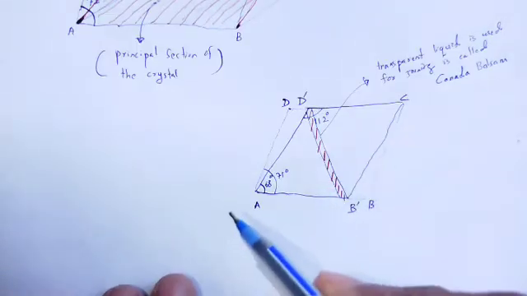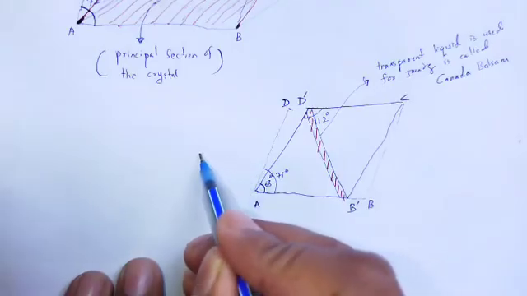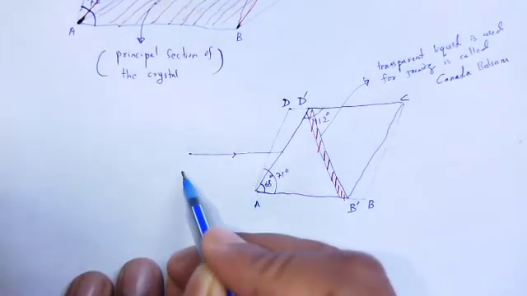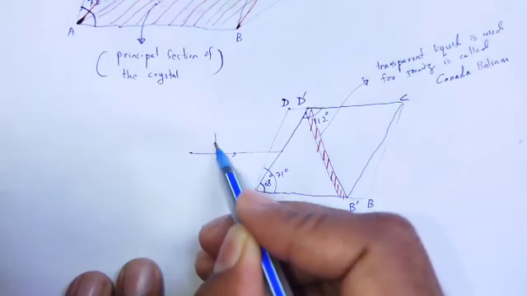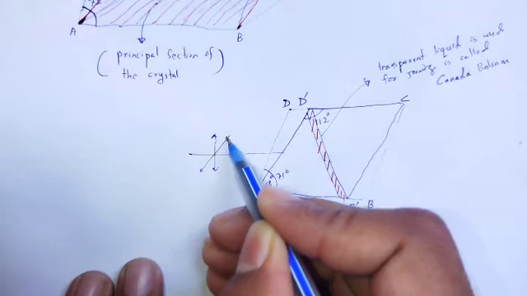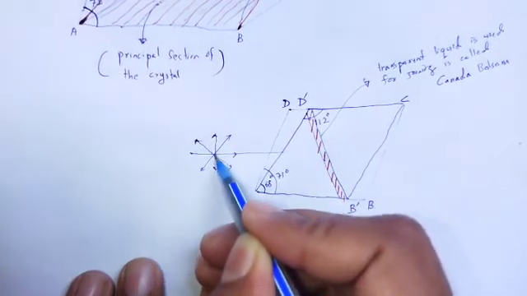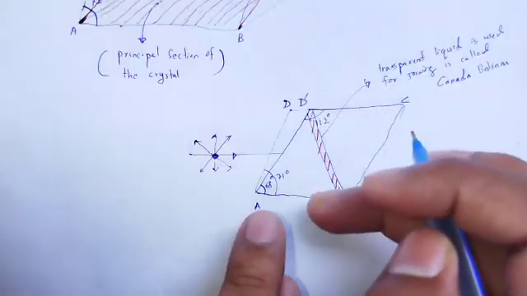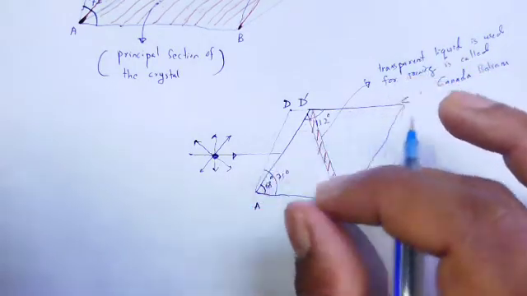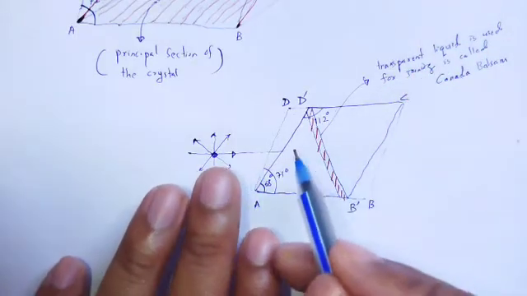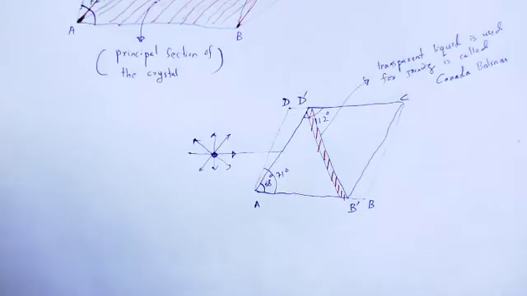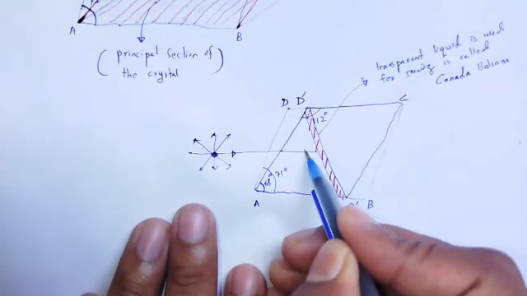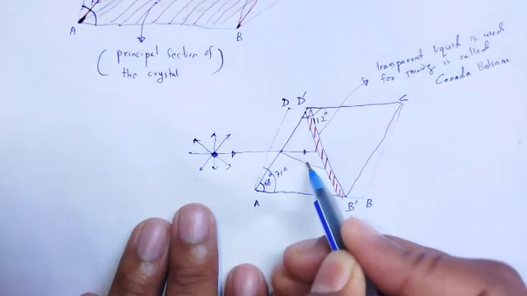Let's come to our objection. When an unpolarized electromagnetic wave is incident on the calcite crystal, or we now call it the Nicol Prism, then it is split up into two rays, one is the E ray, another one is the O ray.